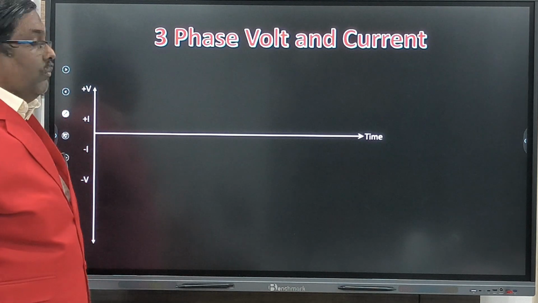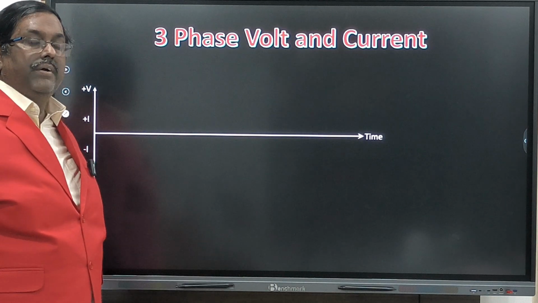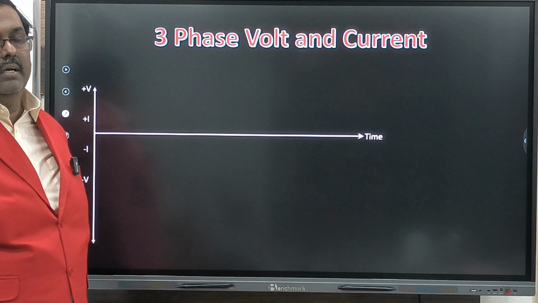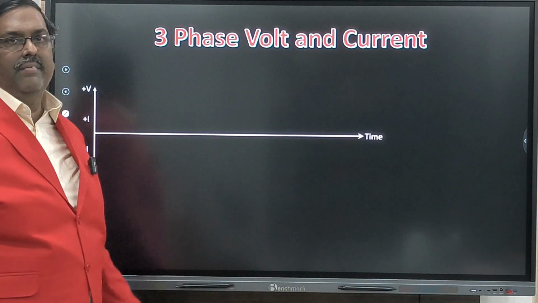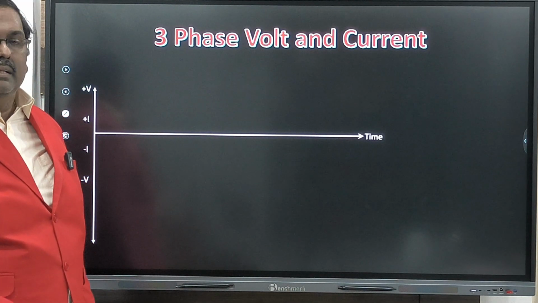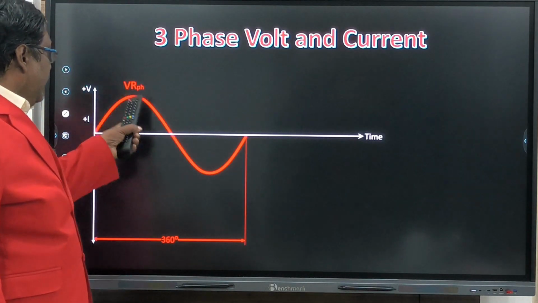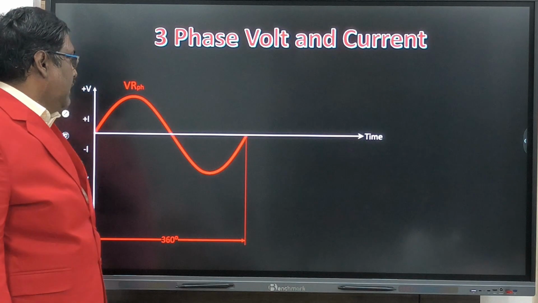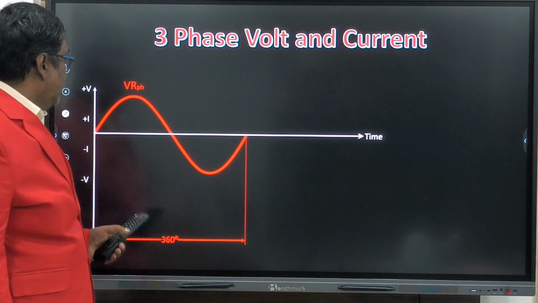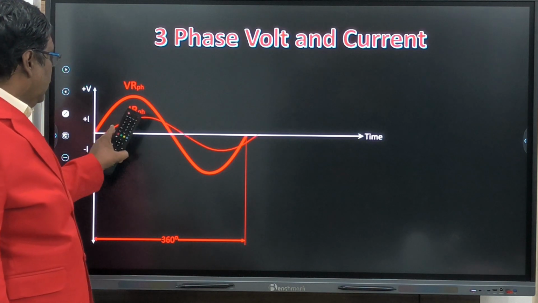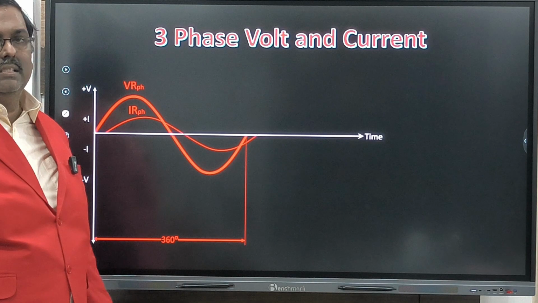How to measure? See, up to now we saw the comparison between the phases, all voltages only. We didn't talk about the current. Each phase has its own current, depending on the load connected to that phase. So first we will take the red phase. The red phase has a voltage curve. So if you add the current curve, the current curve will come like this. This is how we saw in the last video.